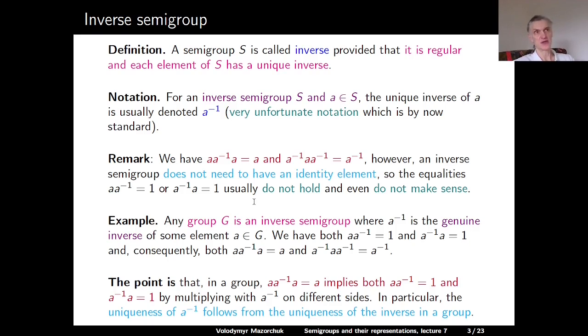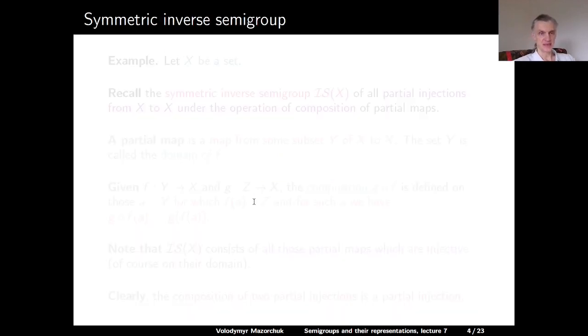So in particular, the uniqueness of the inverse elements follows from the usual uniqueness of an inverse element in a group. So in some sense, inverse semigroups are some kind of semigroup generalizations of groups where the notion of inverse is slightly weakened. And a typical example of an inverse semigroup is the symmetric inverse semigroup, which we already have seen, but now let's look at it in more detail.